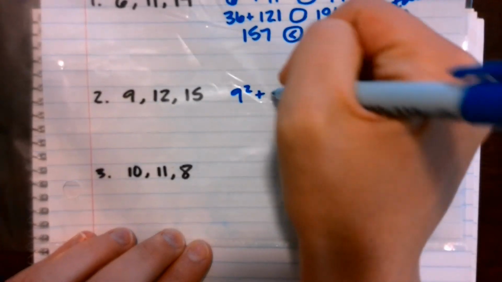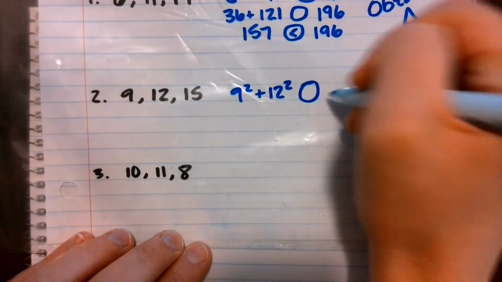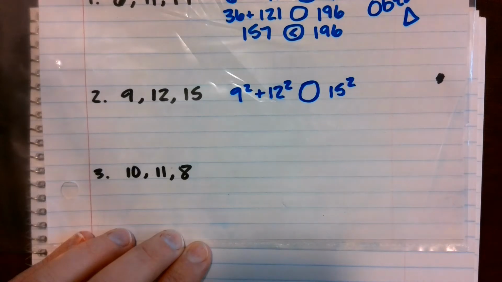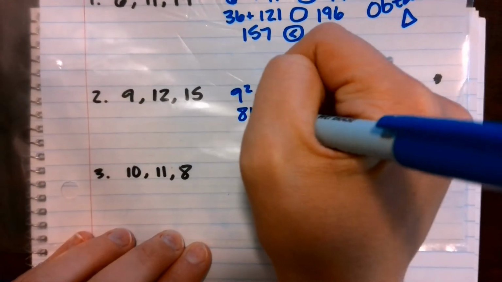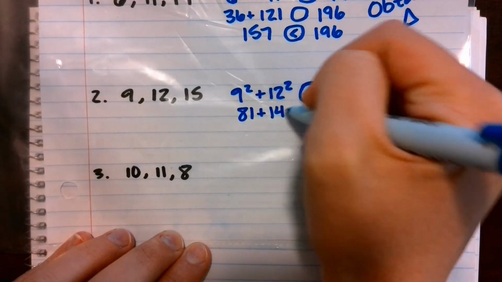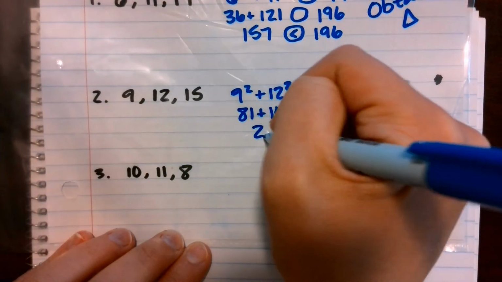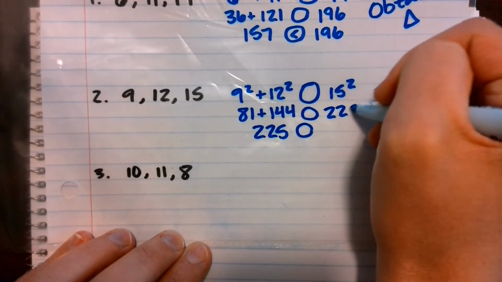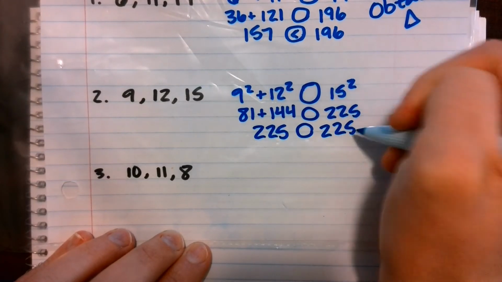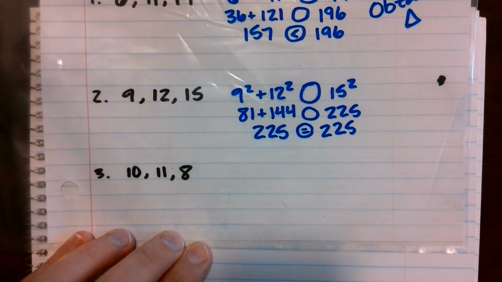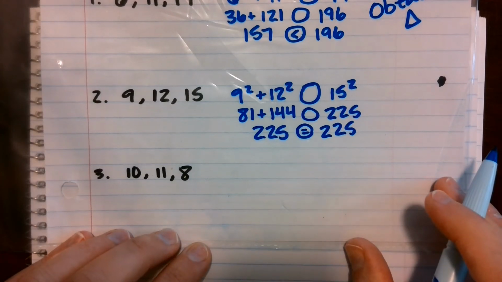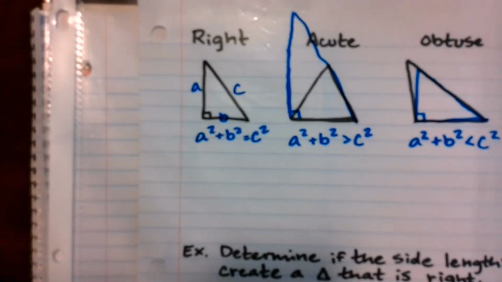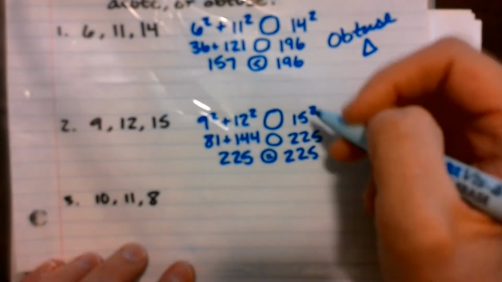For example 2, same thing, my setup, 9 squared plus 12 squared, we don't know, to the longest side, 15 squared. Got our 81 plus 144 is going to be 225. And then on the right side, we are also going to get 225. So if they're equal, this is the easiest one because we're just confirming, yes, a squared plus b squared does equal c squared, so that means that it is a right triangle.